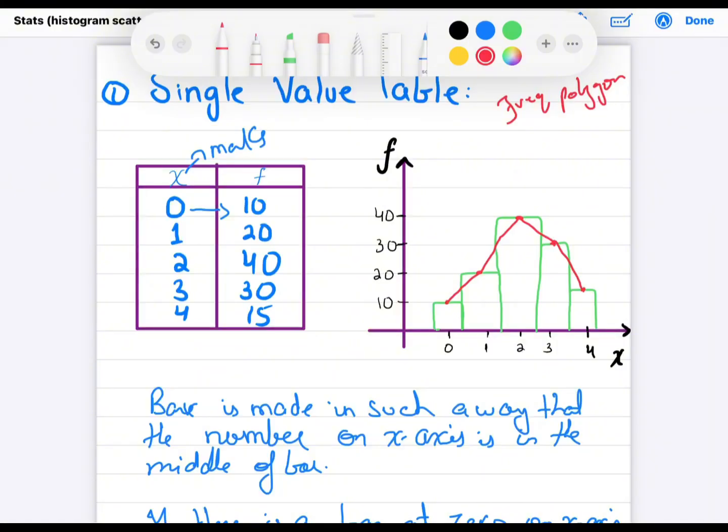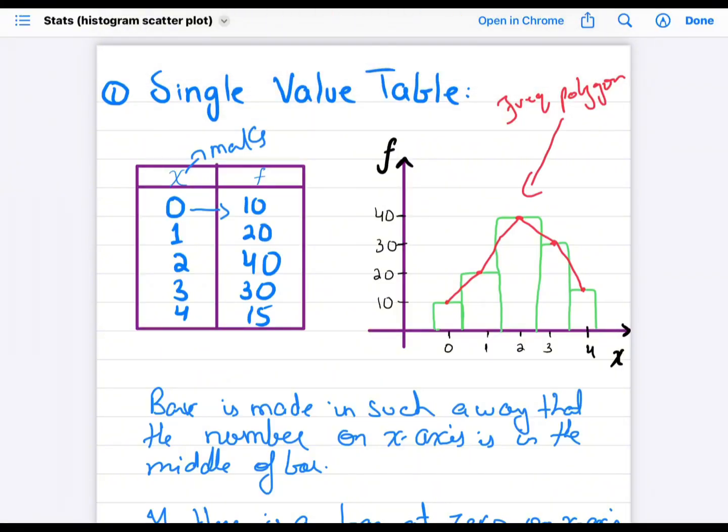So this is known as the frequency polygon. That's it. There is nothing much in it. You just need to put a dot on the middle of the top of the bar, and you have to join all the lines. This is known as a frequency polygon. Okay, so everything is clear.